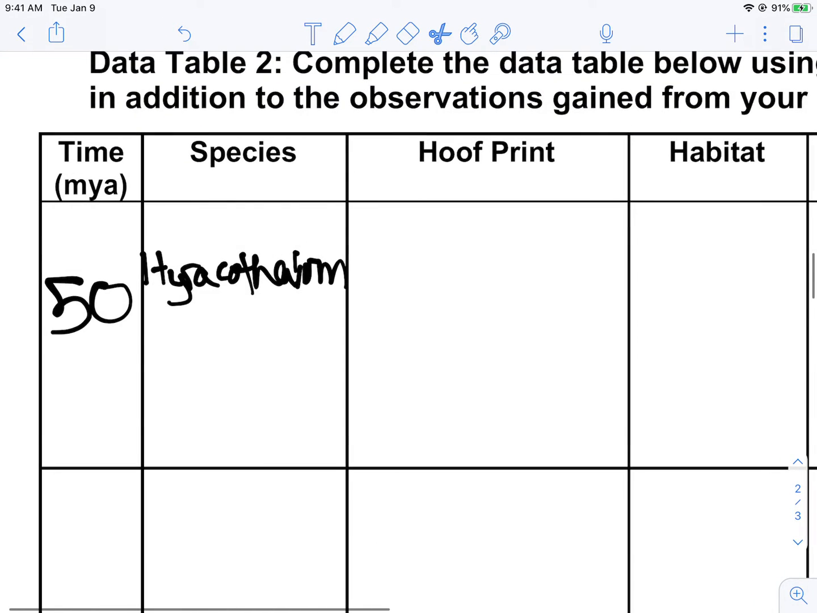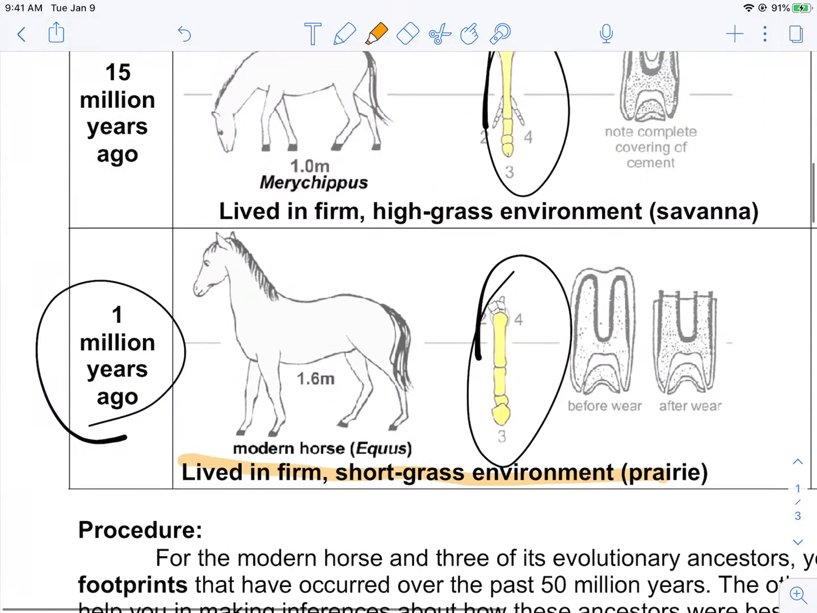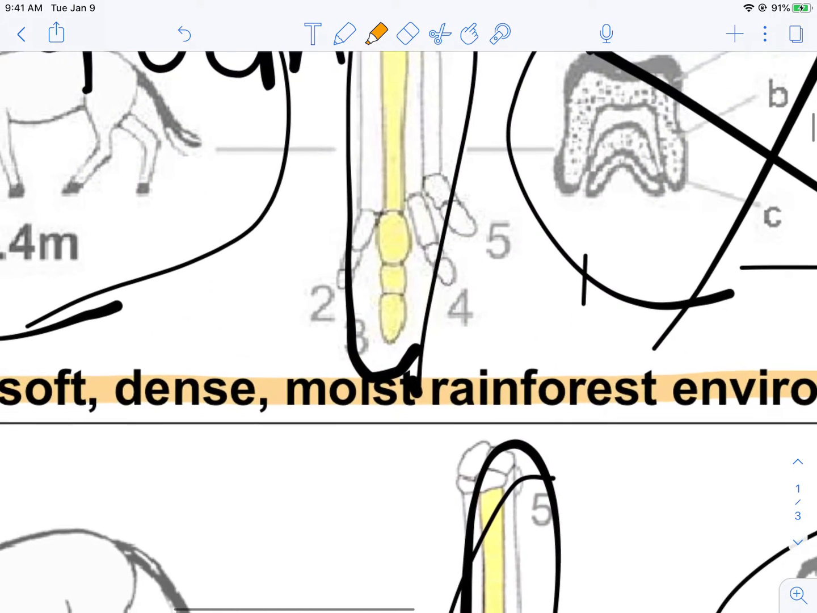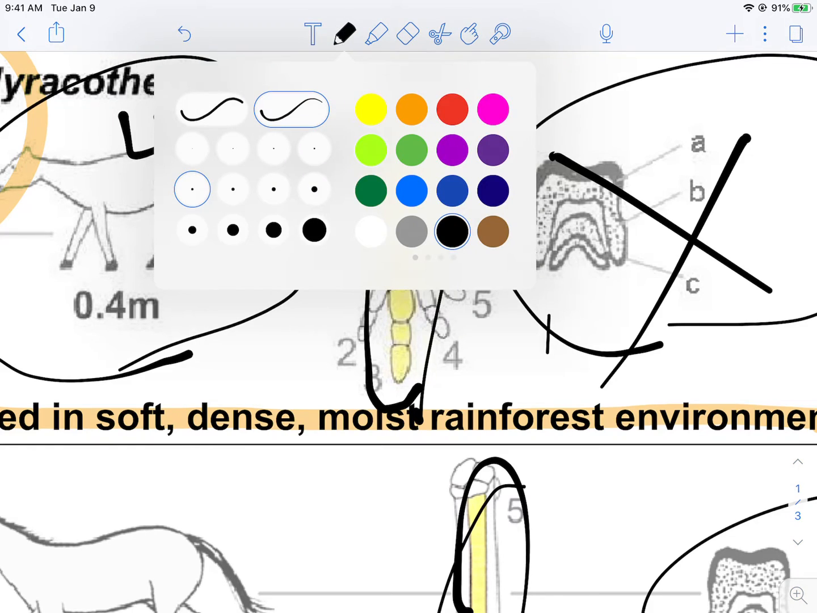Okay, the hoof print. Here's where you actually have to use your brain cells and you have to think a little bit. Sorry in advance. What you do is you go up here and you go to Hyracotherium and you look at its toes, all right? What I want you to imagine, and this is actually how it's standing, is it's kind of difficult to imagine how this is standing. So the way you can simulate this is you can take your fingers, all right? And I'm going to draw what you would do with your hand.